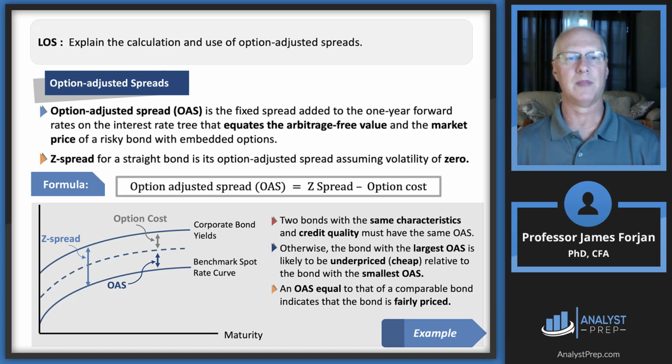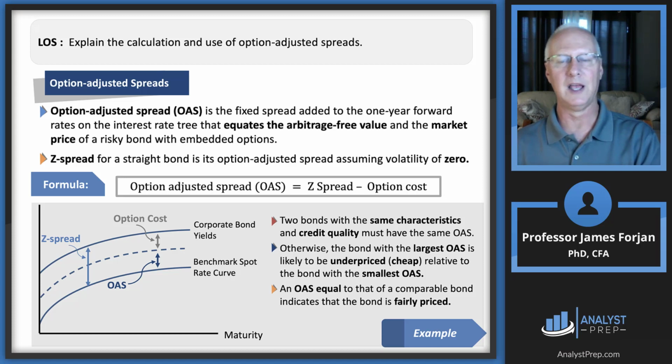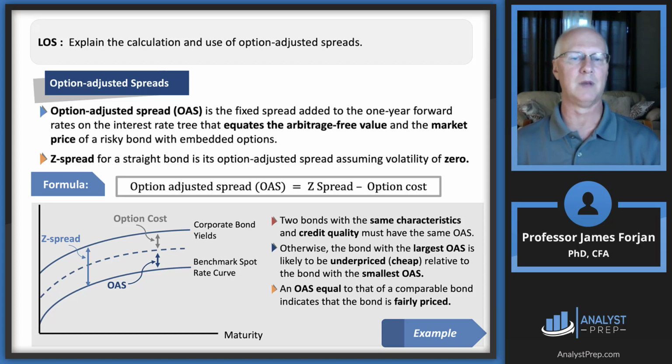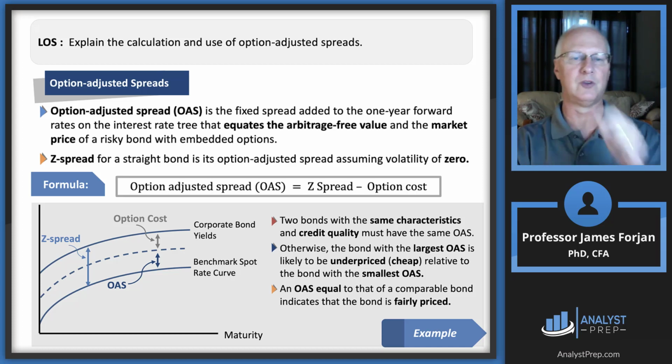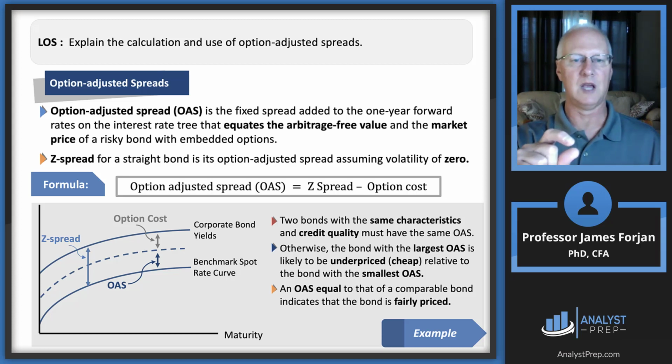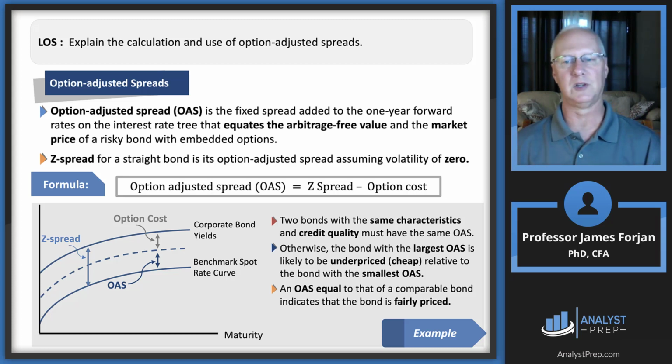Now, we have talked about the Z-spread. For an option-free bond, it is its option-adjusted spread, assuming volatility of 0. All right, so look, the option-adjusted spread is the Z-spread minus the option cost. And there's a pretty good illustration down on the bottom left. There's the big old Z-spread, the big arrow up and down, and then you can divide that into its two components, the cost of the option and then the option-adjusted spread.